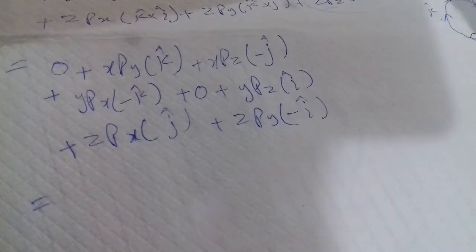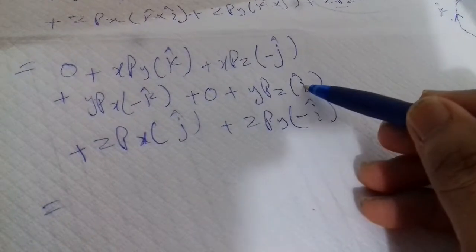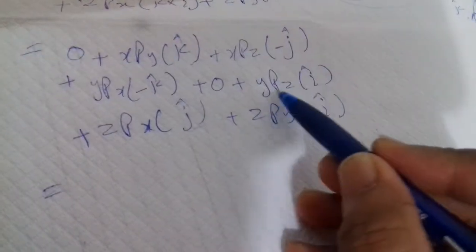Okay, so here we will write all of these terms in such a way that first of all we will write I, and then j, and then k. Let's start. This is I, and this is I.